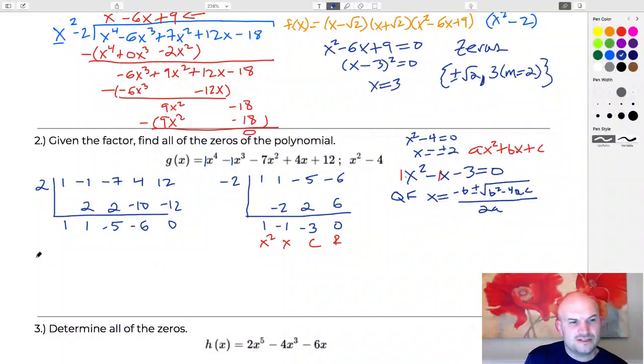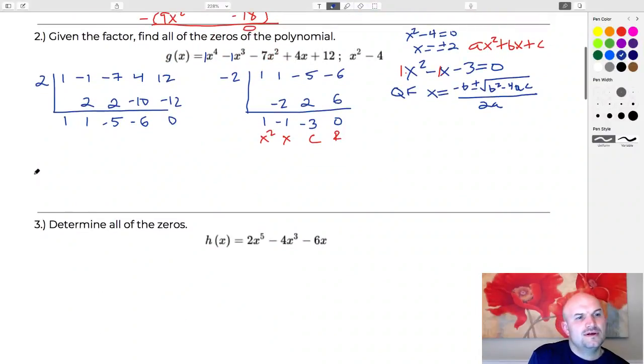Let's do it over here. Actually, let's go over here. So let's do x equals the opposite of b, which is 1, plus or minus the square root of 1 squared minus 4 times a, which is 1, times c, which is negative 3, all divided by 2 times a, or 2 times 1.